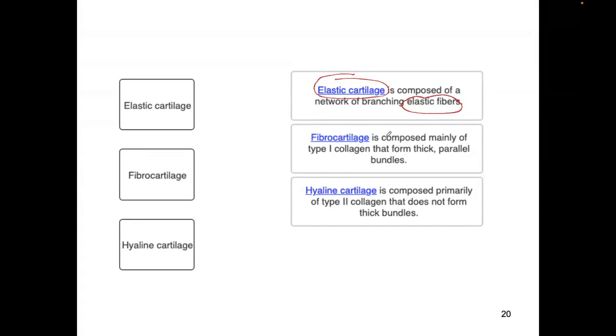Okay, fibrocartilage is composed mainly of type 1 collagen fibers. They form thick parallel bundles. So thick parallel bundles is fibrocartilage, whereas hyaline cartilage is composed primarily of type 2 collagen that doesn't form thick bundles. So it could just be like that. If something is much thicker, it won't break down as fast as something thinner. Fibrocartilage is made up of type 1 collagen fibers. Hyaline cartilage is made up of type 2.